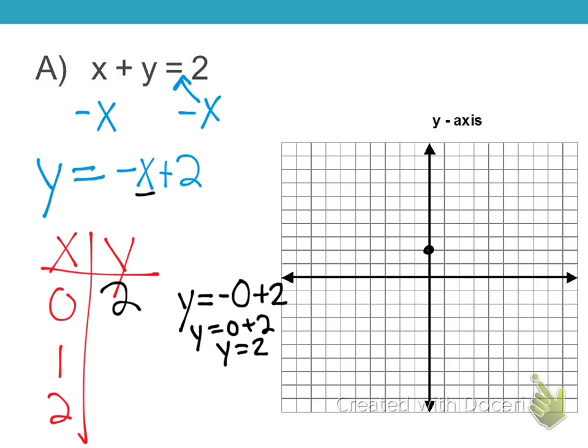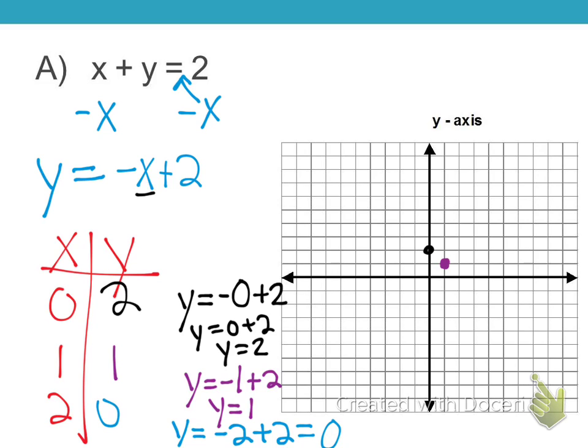Now I'm going to plug 1 in for the x. So y equals -1 plus 2, which is y equals 1. So now I have the point 1, 1. And finally, I will plug in a 2. So y equals -2 plus 2, which is 0. So I have the point 2, 0. So right 2, up and down 0.